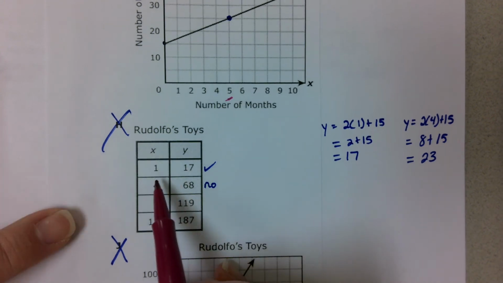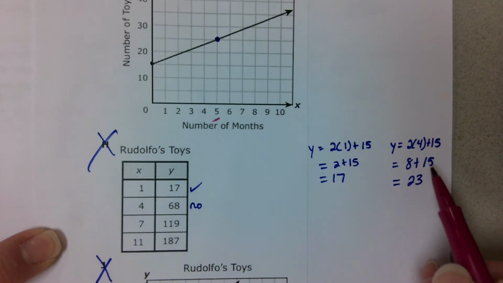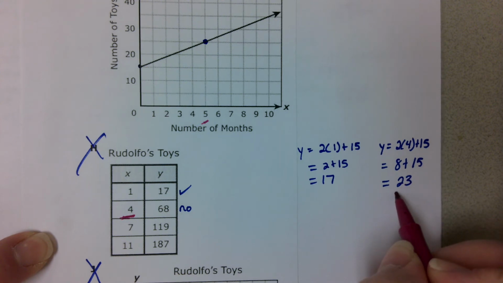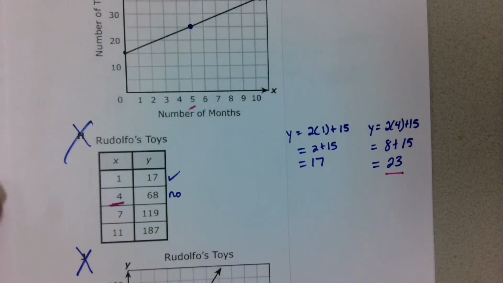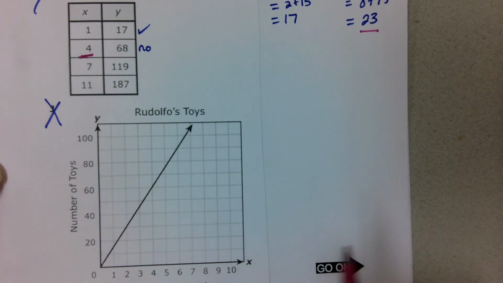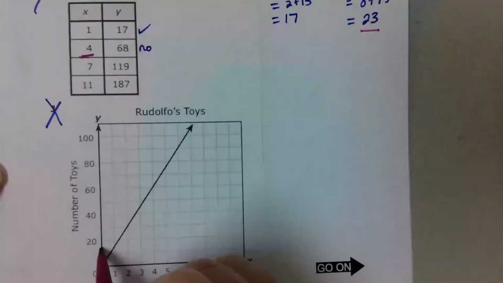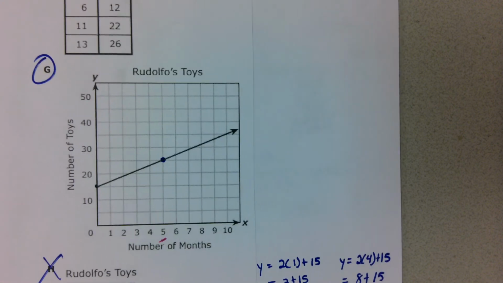Looking at H, 1 month in, I put here, that's 17, that works. But then when I go 4 months in for this X value here, I should have had 23 toys, and it's got Rudolfo having 68, so that one's not correct. And my last option here, 0 should have been at 15, so that would have been here, which automatically has that one not working as well. So the correct answer was G.